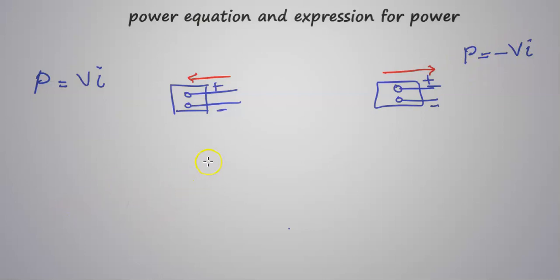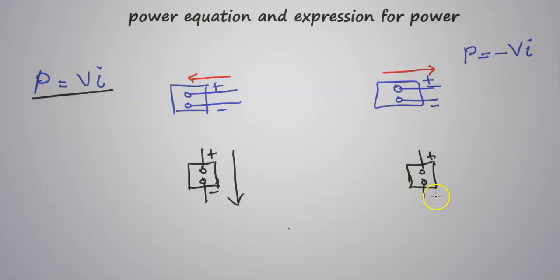I like to draw different forms of the element, something like that, and these are equivalent: positive, positive, and positive, negative. Let's say the current goes into the positive terminal. For this element, we use this equation. And if the current goes into the negative terminal, which means this way, we use this equation.